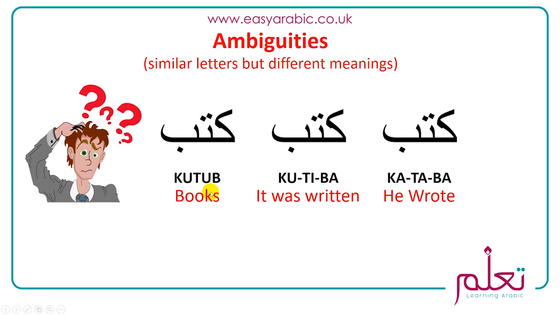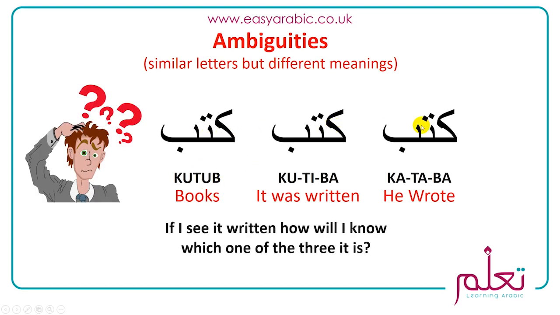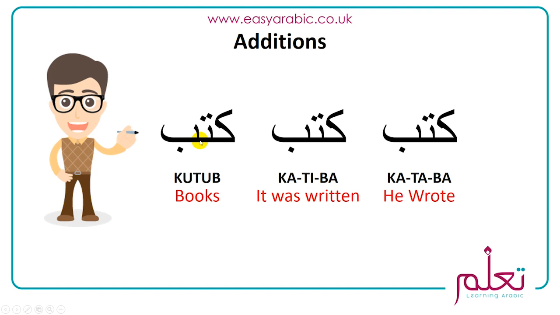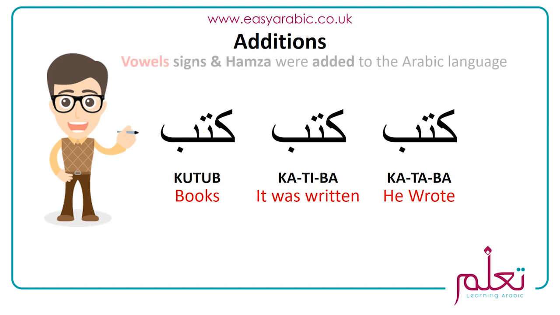So the question is, if I see these written without the vowel signs, and there were no transliteration, how would I know which one of the three I'm reading? Because of this, the vowel signs and hamza were added to the Arabic language. Now I'll show you the same examples with the vowels applied to each one.